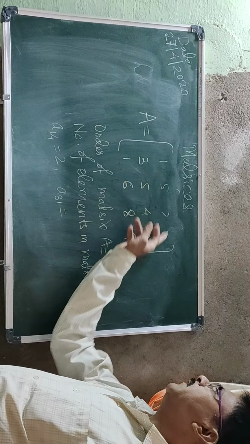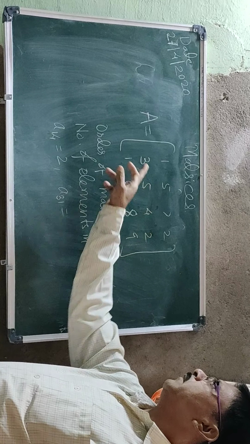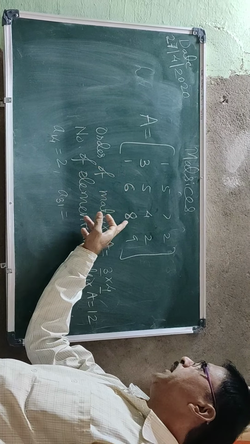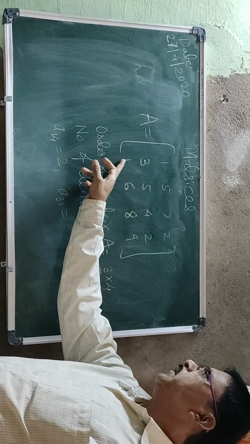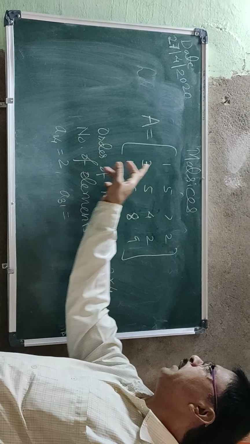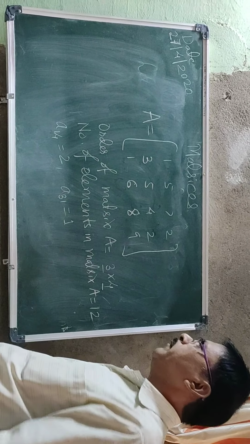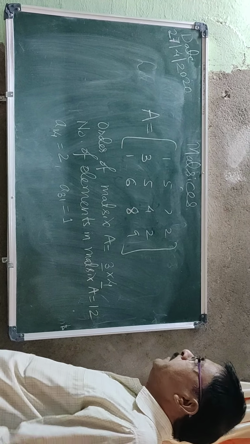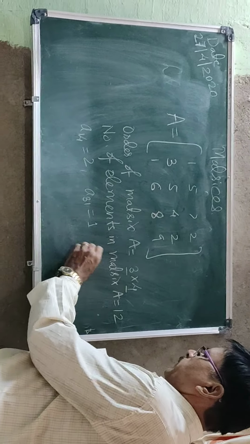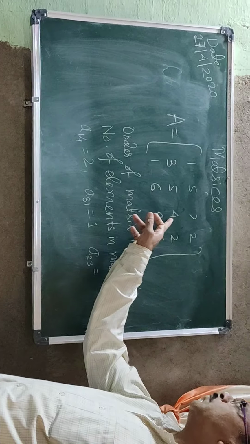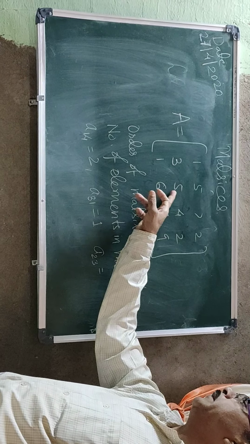For A31, you can see A11, A21, and in this way A31, A32, A33. So A31 is the element 1. If you want to write A23, this element is 4. You can see A21, A22, A23.